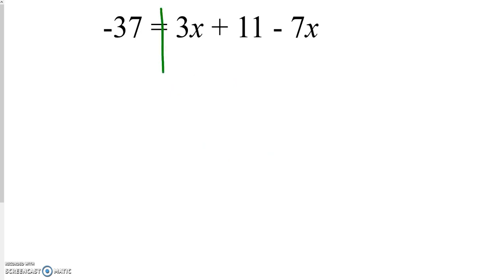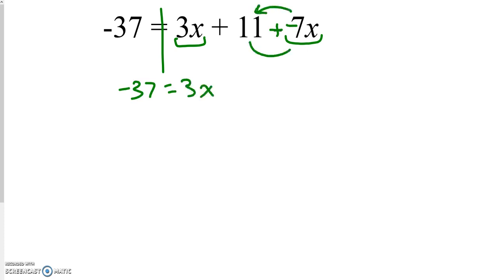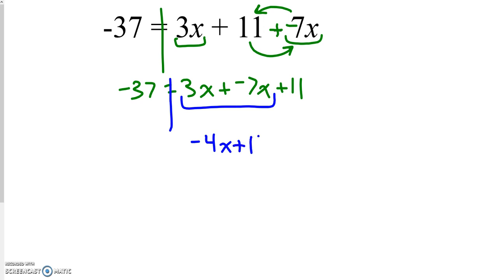Again, I want to combine like terms. 3x's here, I want to combine them with the 7x's, but they're not next to each other. Change subtraction into addition, add the opposite. So now it says -37 equals 3x. I'm going to switch these around, commutative property of addition, plus -7x plus 11. I'm going to add these together, -4x plus 11 equals -37.